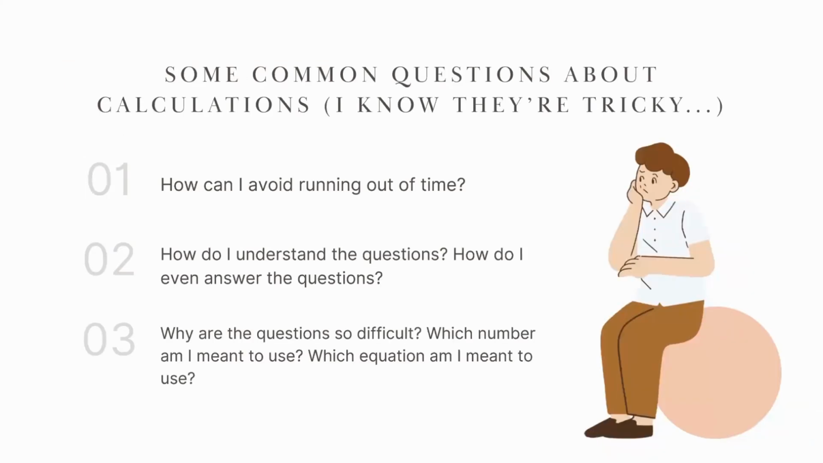And these are some other common questions that I think we tend to ask ourselves when it comes to calculations. So how can I avoid running out of time? How do I actually understand the questions, and how do I even answer the questions? And finally, why are these questions so difficult? So which numbers are you meant to use? Which equations are you meant to use? A quick show of hands, just put a quick yes or a thumbs up, whatever you'd like to. Are these questions that we ask ourselves as well? I think I've hit the nail on the head.